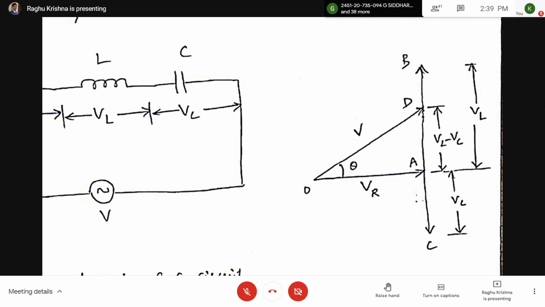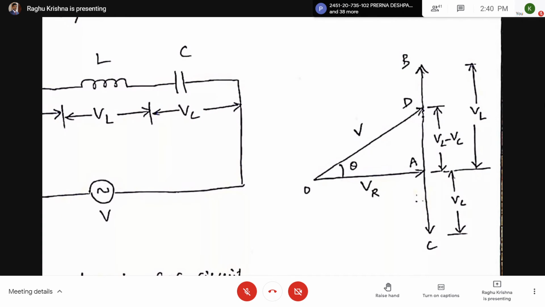In the phasor diagram, AB represents VL. You can see AB equal to VL, and AD equal to VL minus VC. Why VL minus VC? Because VC is represented with AC, which is in the opposite direction to that of VL. VL and VC will be in opposite directions.